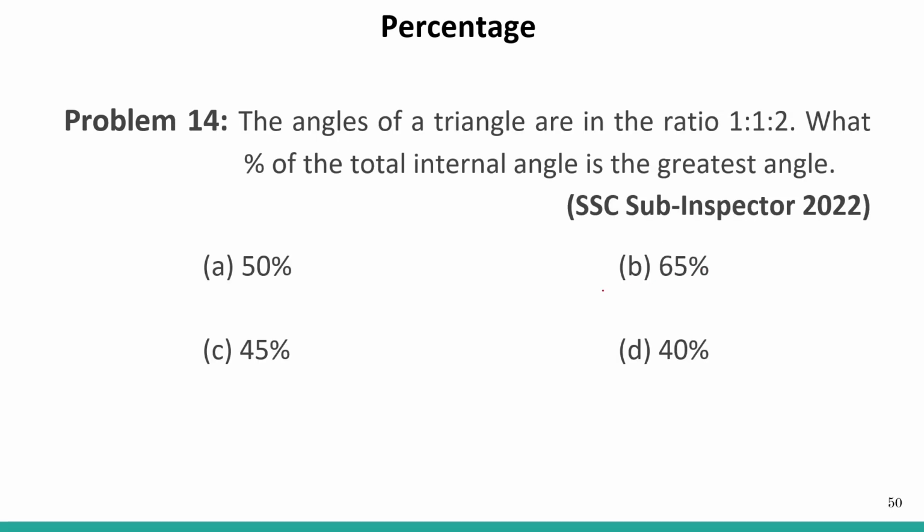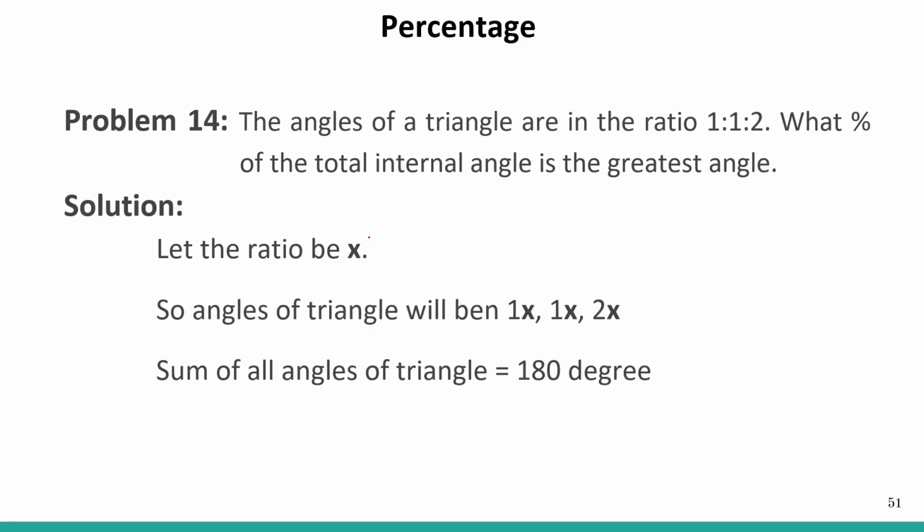Problem number 14. The angles of a triangle are in the ratio 1:1:2. What is the percentage of the total internal angle in the greatest angle? Let's see. We assume the ratio to be x. So the angles will be 1x, 1x and 2x, for each corner respectively.